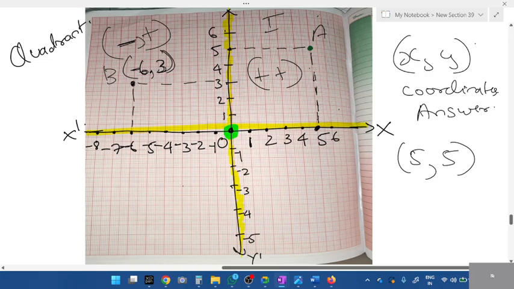Now I'll plot another point here, C. Tell me the answer for C, all of you. Connect with x-axis first. Tell me the point C, students. Answer for C. First you should have x-axis, and then y-axis. Where does x-axis connect?